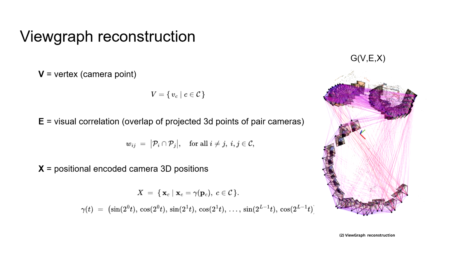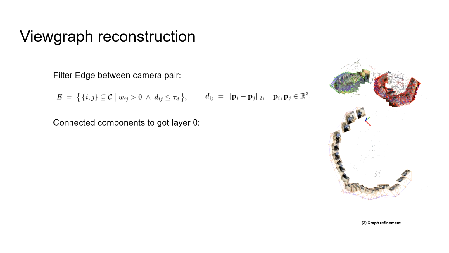dimensional representation. For the graph refinement, we remove long-range edges with a distance threshold to suppress spurious links, then compute connected components to partition the graph into disjoint camera tracks. The resulting clean graph serves as the input to our hierarchical clustering.